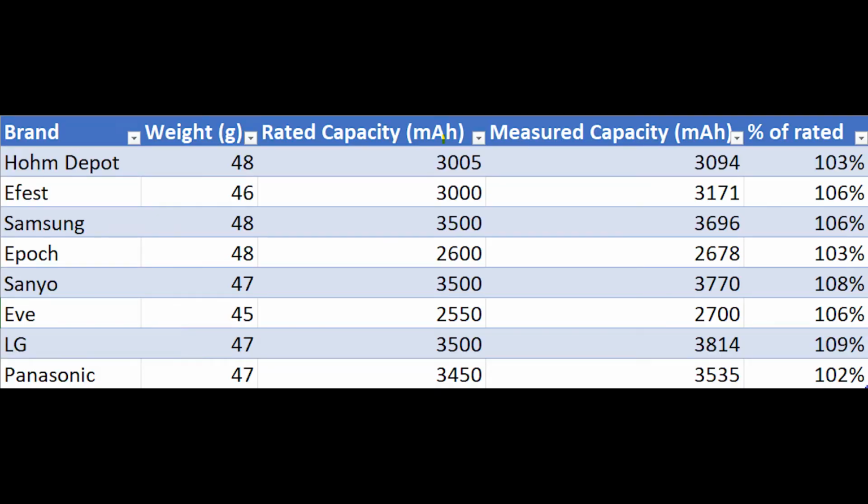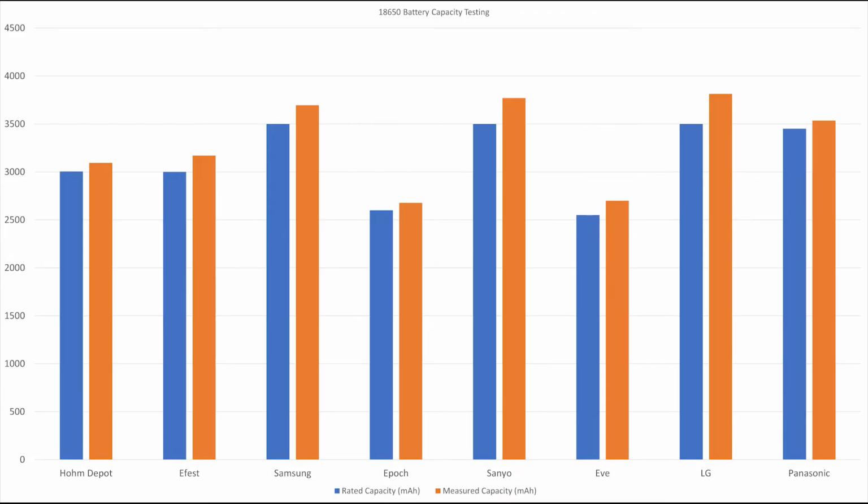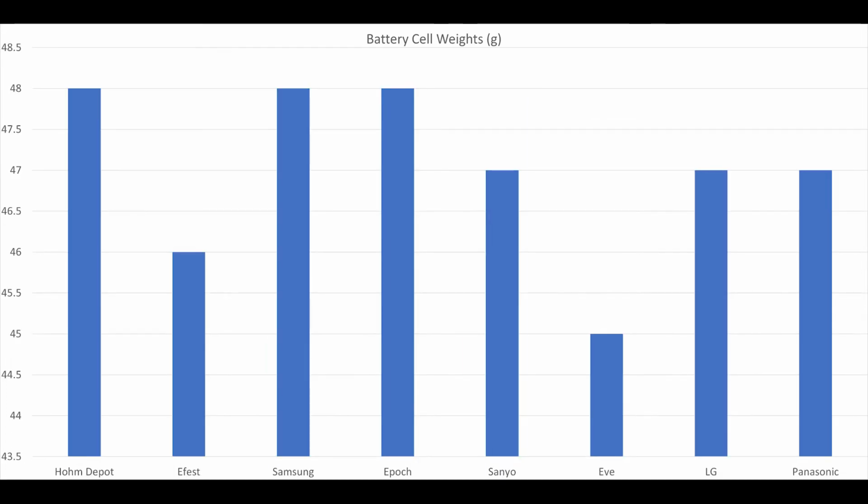Okay, here's a chart showing all the results. You can see that every single battery did better than the rated capacity. And here is a graph showing the results. And here's a chart showing the weights of the cells.